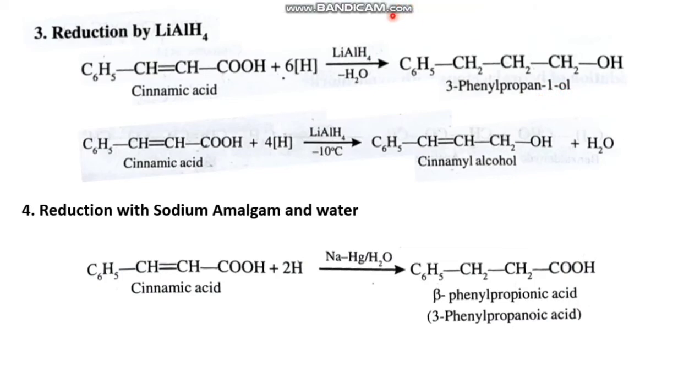Next one, cinnamic acid undergoes reduction with sodium amalgam. This cinnamic acid undergoes reduction with sodium amalgam and water to give 3-phenyl propanoic acid. Or we say that this cinnamic acid undergoes reduction in presence of sodium amalgam and water. We will get this one, 3-phenyl propanoic acid.